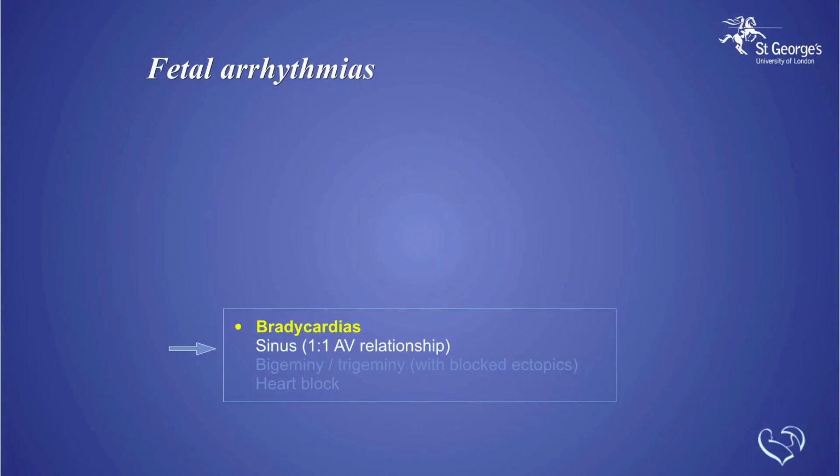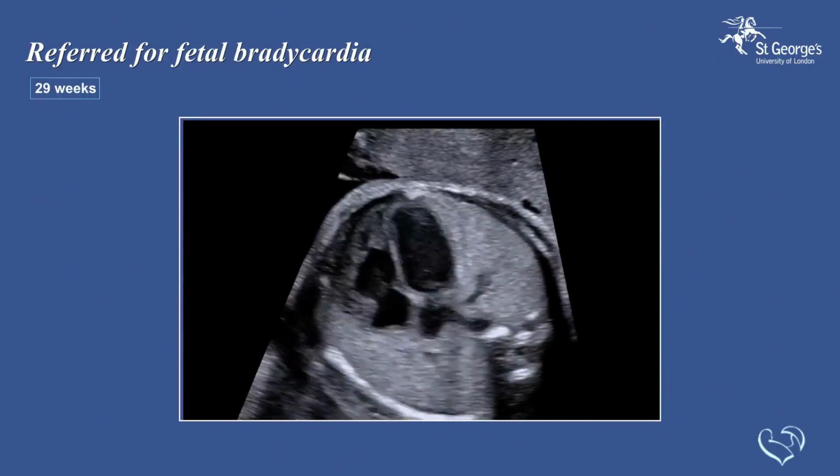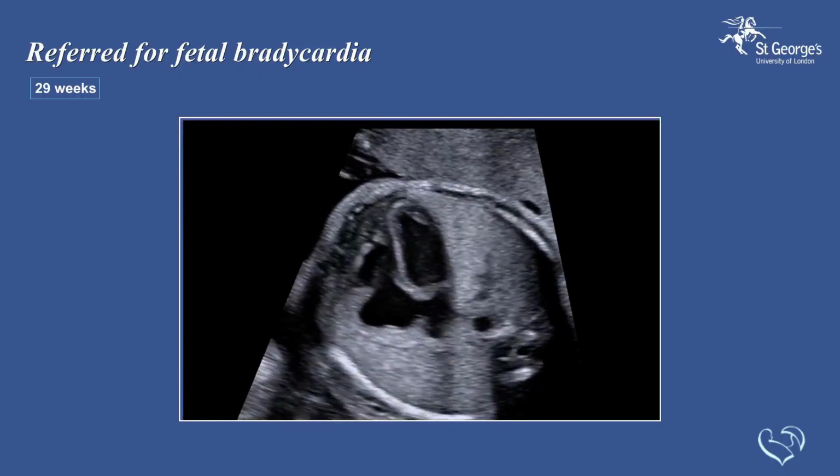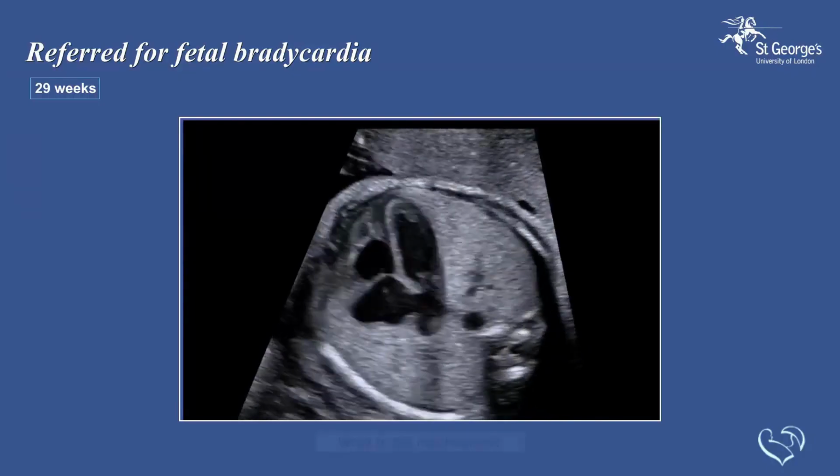First type to describe is sinus bradycardia. So sinus bradycardia is the normal rhythm we started off with, but slower. So here's a fetus that was referred because at the 29-week scan, there was a bradycardia noted during a routine assessment of the fetus.